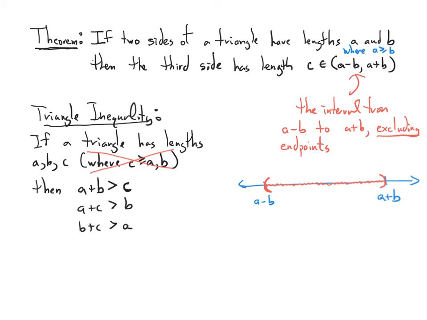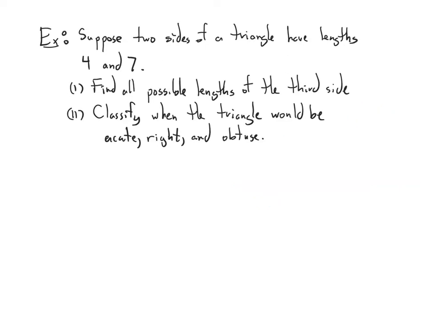Let's do a couple of exercises to make sure we understand what's going on here. So here's our little exercise. Suppose we know two lengths of the sides of the triangle are 4 and 7. And the first part wants us to figure out all possible lengths of the other side of our triangle. So maybe pause the video now, go back and look at the previous slide, and see if you can figure out this first part of the problem, and then we'll look at the second part.